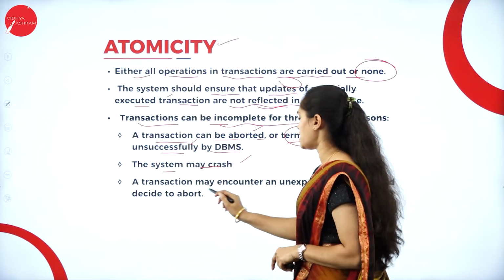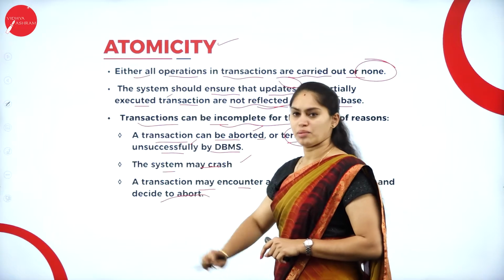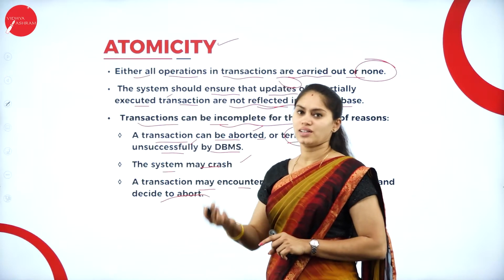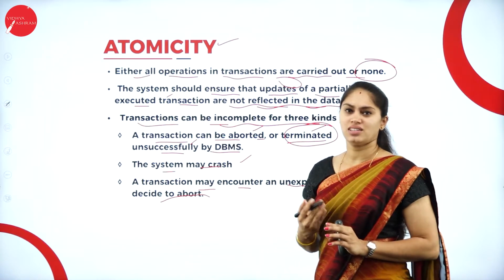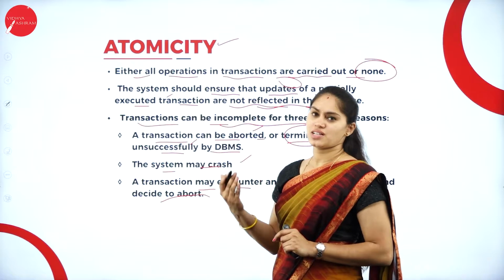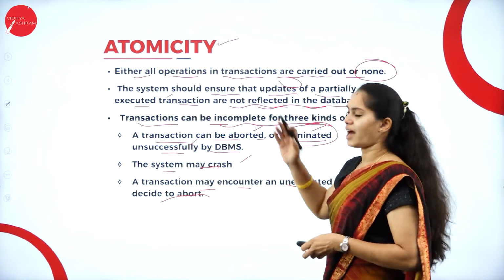Also, a transaction may encounter an unexpected situation and decide to abort. For example, the receiver server is busy, or some network issues happen in between while sending some amount of a transaction. At that time also there will be a chance of having an incomplete transaction. This is regarding what? Atomicity.